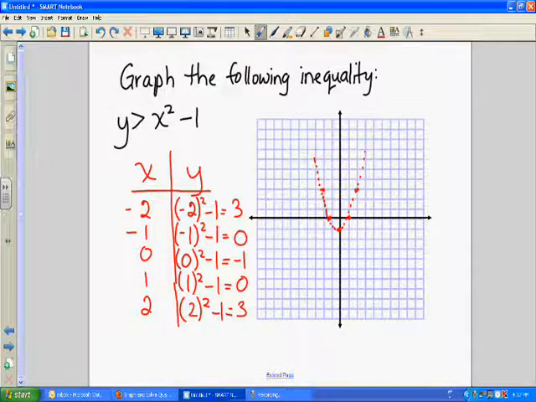But we know from plotting linear inequalities that we have to shade in an entire area to show. So how do we show if something is greater than x squared minus 1? So we want to show the area that is above our curve. For a parabola, it's going to be this area right here. And that's going to be our solution for this problem.